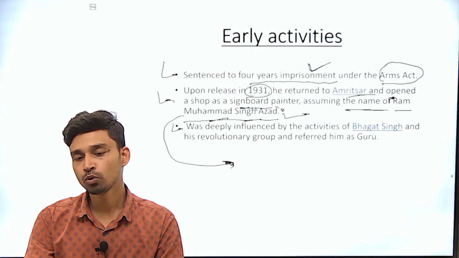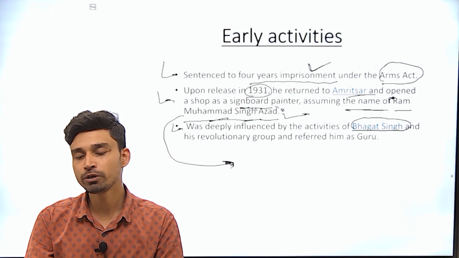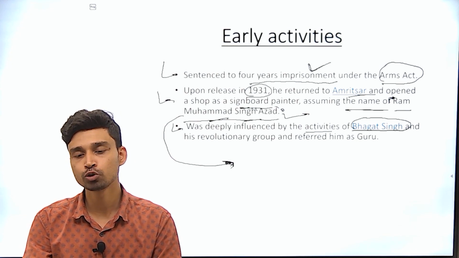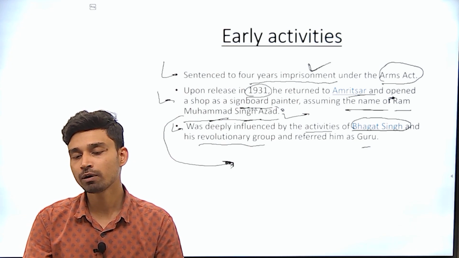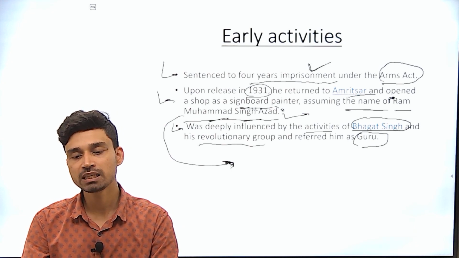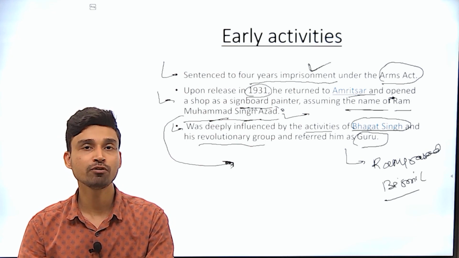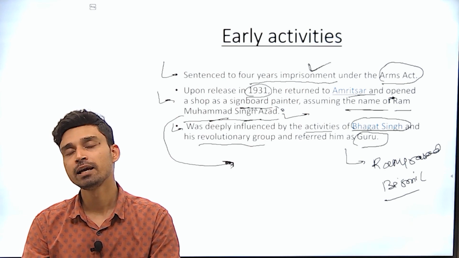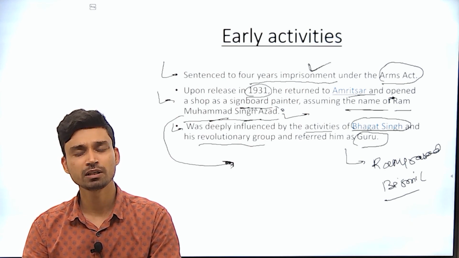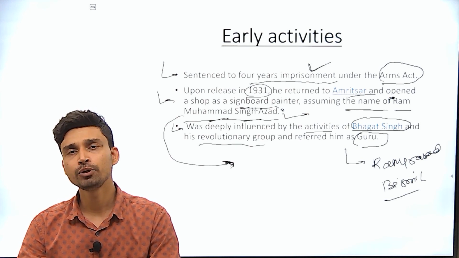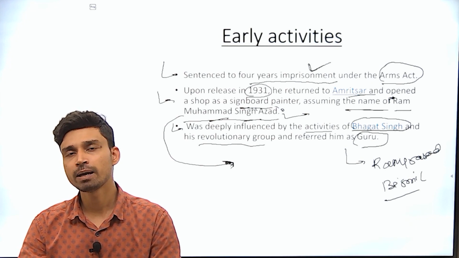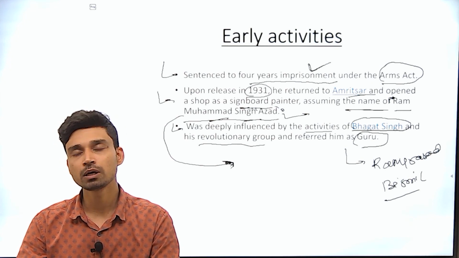It is also known that upon coming in contact with Bhagat Singh, he was deeply influenced by his activities and the revolutionary group activities, and he used to refer to Bhagat Singh as a guru. Apart from this, he was also very fond of Ram Prasad Bismil and used to sing a lot of devotional songs. The reason why we know that he was very fond of Bhagat Singh is because of one incident, when after spending some time in Amritsar, he was going to Kashmir, and during this journey when he was arrested, in his bag the police actually found a portrait of Bhagat Singh.